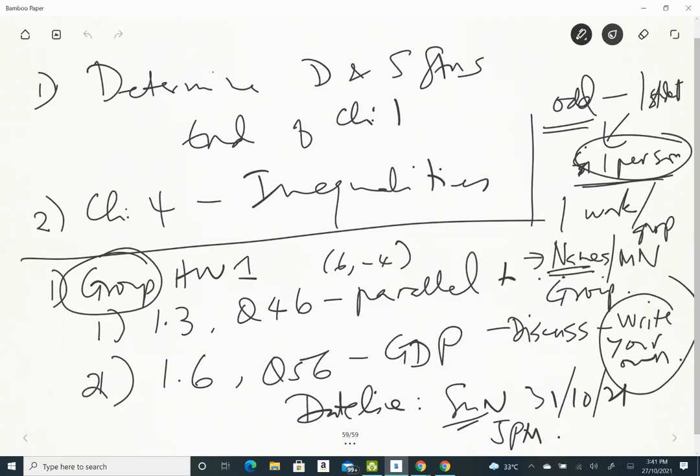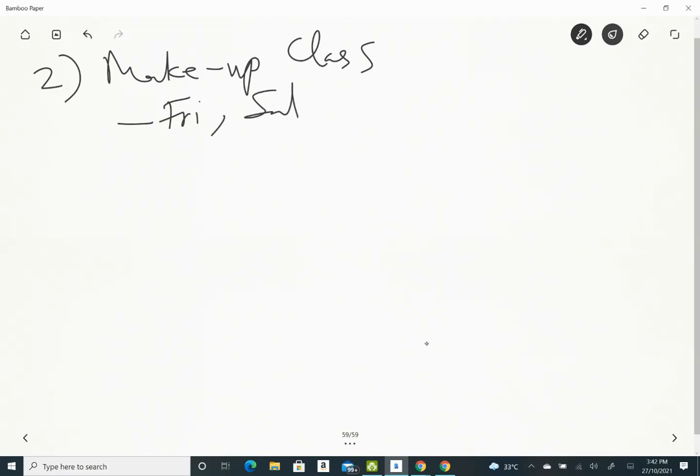Now, number two, I need to have a makeup class because we missed the first week. Depending on the coverage, I want the level of coverage to be the same as the other class. So it may take 1 hour, or more than 1 hour. I have a few options, either Friday or Saturday. Which one do you like? I think Friday is better.